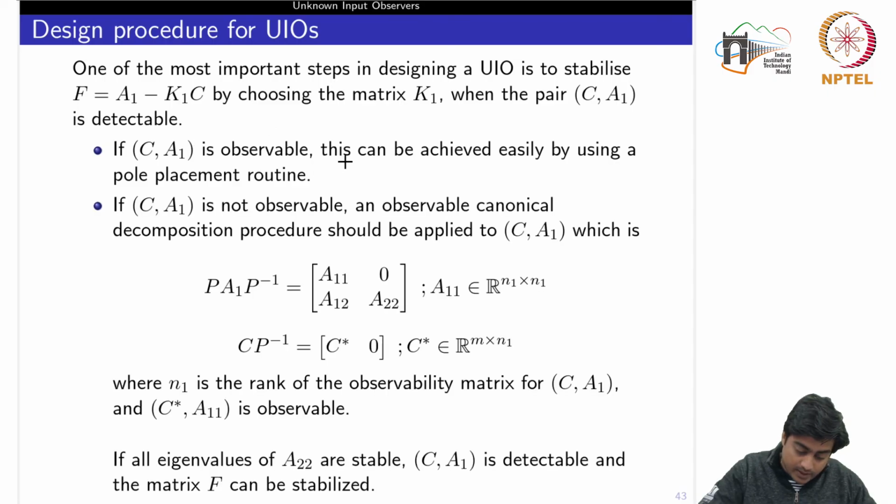Now if this pair is not observable, then of course by using the concepts we had introduced earlier on the decomposition procedure, we can check the stability of the unobservable part, okay, which is here the A22 matrix. So if the eigenvalues of this A22 matrix are stable, then with the observability of the pair A11 and C star, we can say that at least A1 and C is a detectable pair, so that we can carry forward with the designing of this K1 matrix.